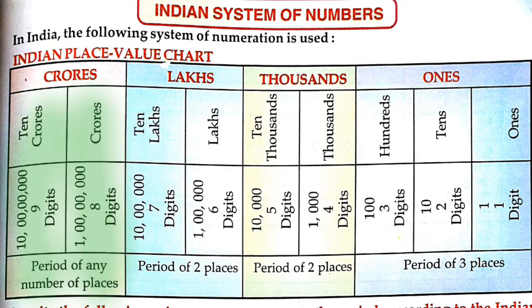The last period is the crores period. First is the crores column and second is the 10 crores column. Here the place value is the number into 1 crore, and in the 10 crores column the place value is the number into 10 crore.